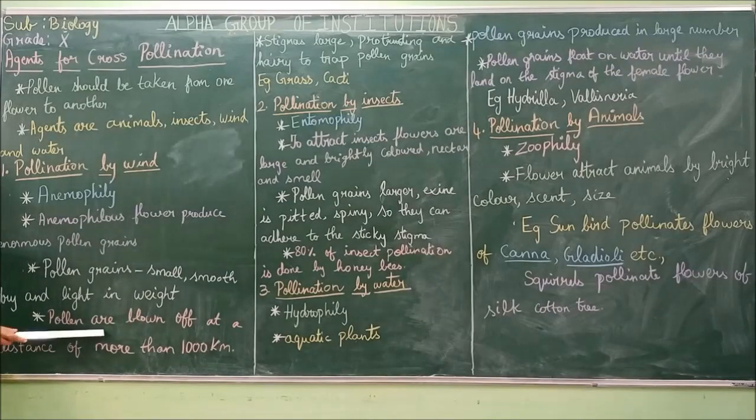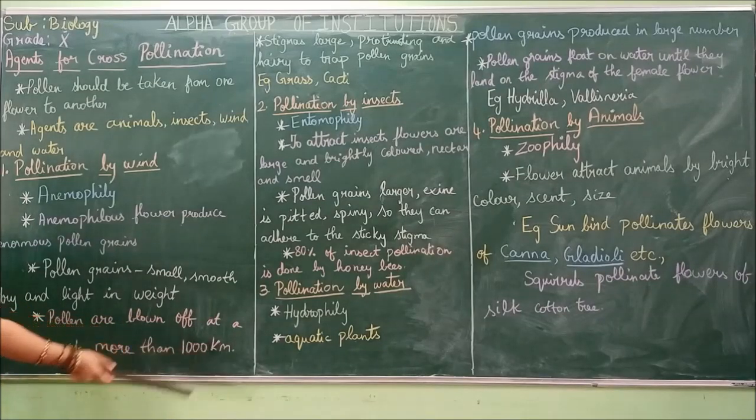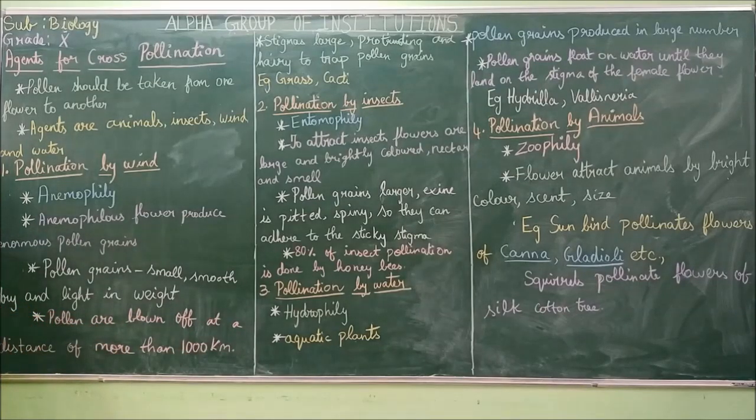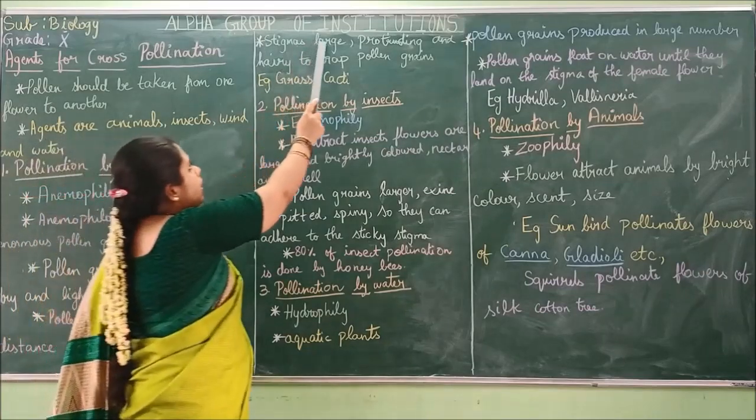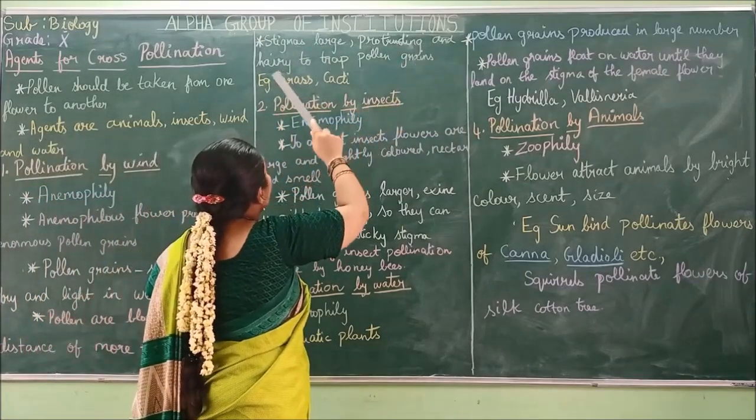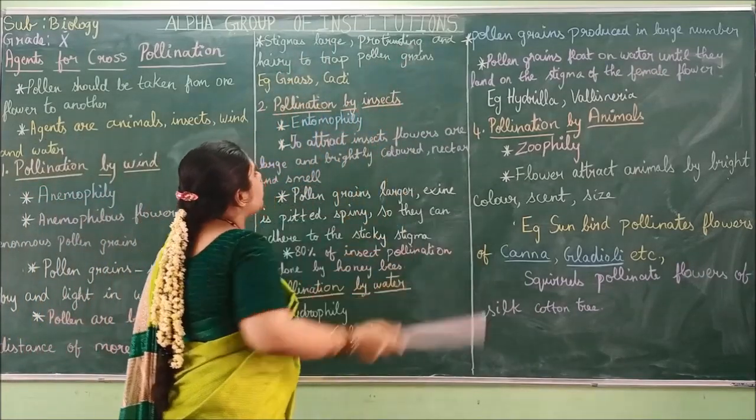Next, pollen are blown off to a distance of more than 1000 km. When a heavy wind blows, it can float more than 1000 km. The stigmas are large, protruding and hairy to trap pollen grains.